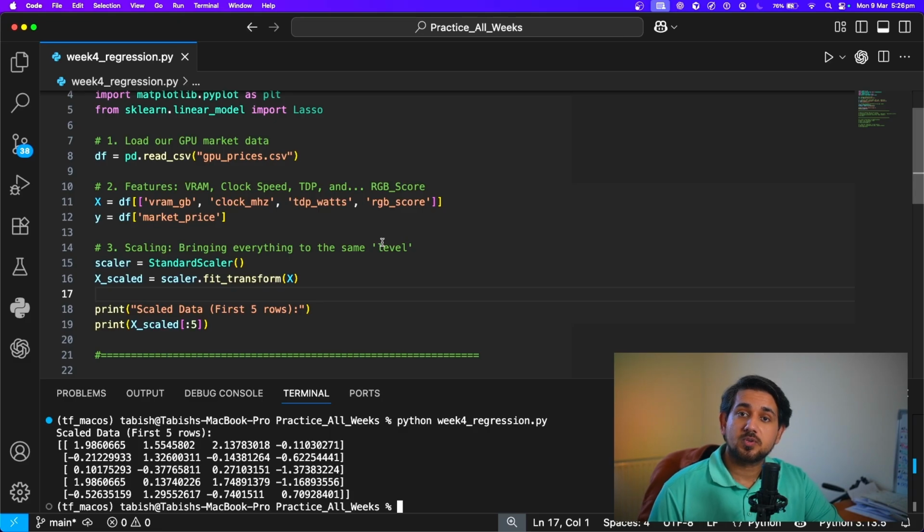Before we train, we need to see if any features are twins. That might confuse the model. We'll use a correlation heatmap to spot multicollinearity. Let's try that out.